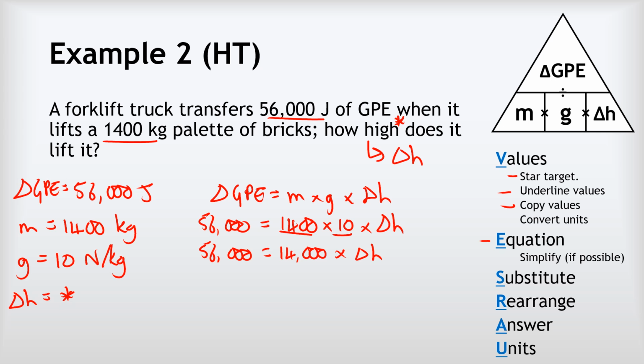Now we can rearrange. So to make delta H the subject, we do the inverse operation. So rather than multiplying by 14,000, we divide by 14,000. But we've got to do that to both sides. So we end up with delta H equals 56,000 divided by 14,000. And if we put that into the calculator, and some of you will be able to do it in your heads as well, we end up with an answer of 4. And don't forget our units of meters. And there we go. That's our final answer.